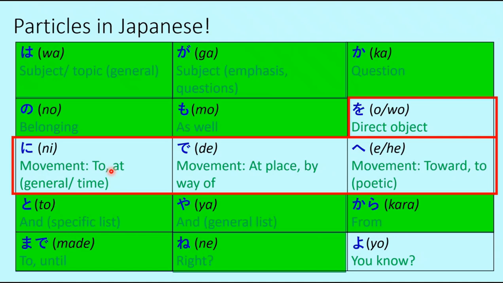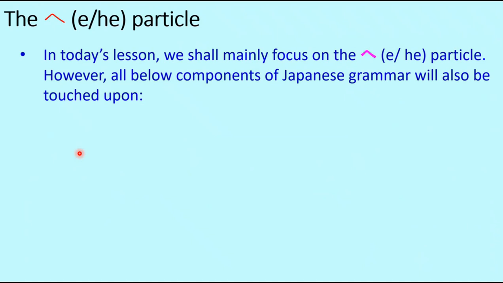Basically, the ni particle is closely related to the e particle when it comes to describing a destination or a place. So from that respect, we have to closely look at the difference between e and ni. So we will cover that. Let's move forward. In today's lesson, we shall mainly focus on the e particle. However, the components of Japanese grammar below will also be touched upon.